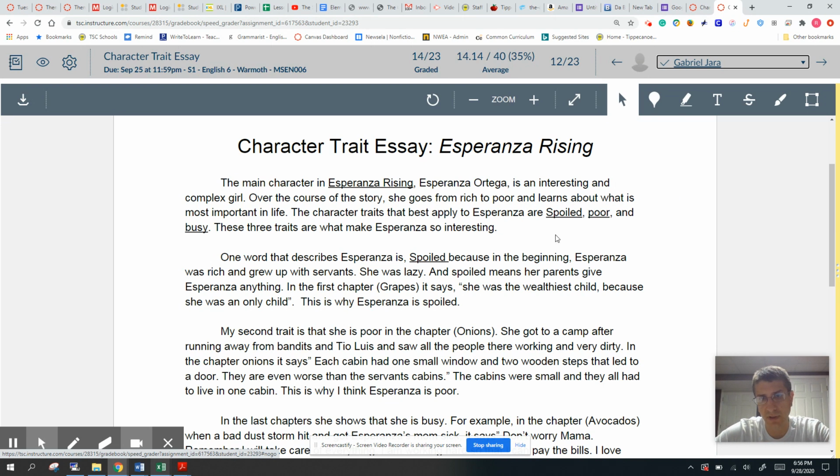So for example here, Gabriel is talking about how Esperanza is spoiled, poor, and busy. This first paragraph is about how she's spoiled. That's the first one that was listed. It gives examples from the story. It says she was lazy. Her parents gave her everything. In the first chapter, Grapes, it says she was the wealthiest child because she was an only child.